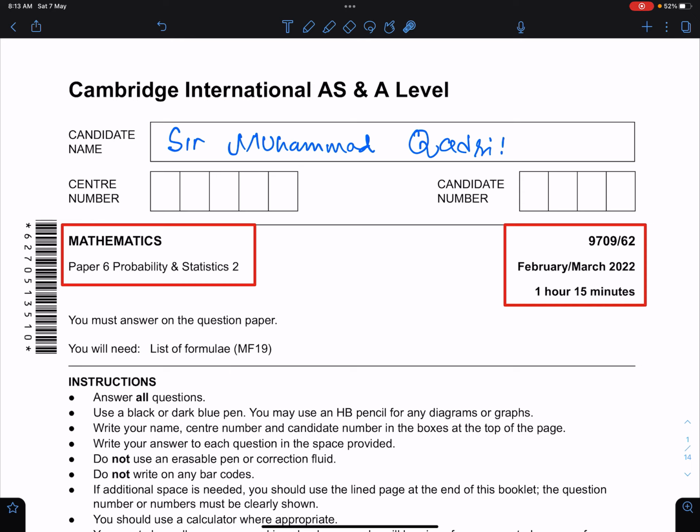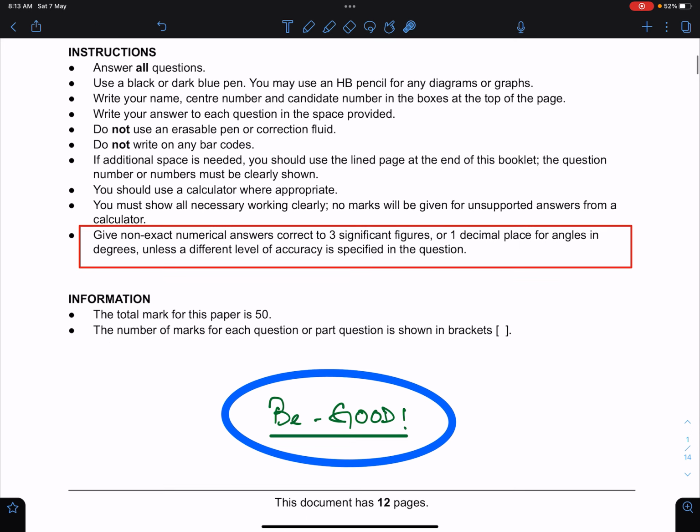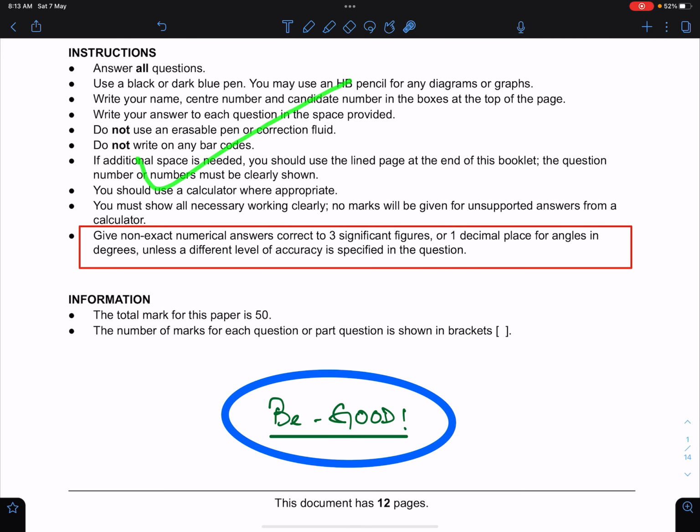In this lecture, I will solve S2 of March 2022. Well, all these instructions are very important, especially this last one. Give non-exact numerical answers correct to 3 significant figures or 1 decimal place for angles in degrees, unless a different level of accuracy is specified in the question. You must follow all these instructions.